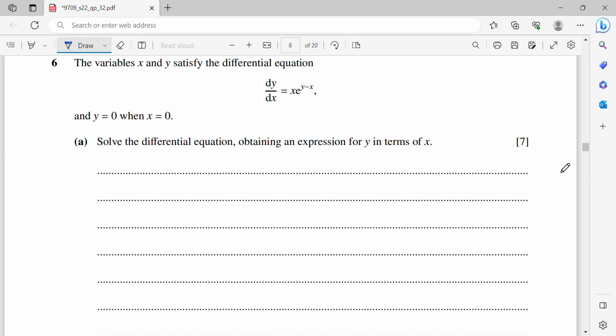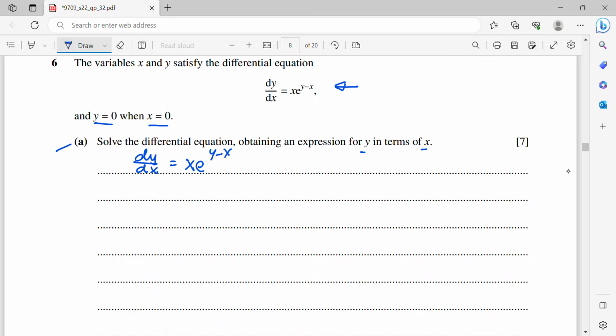Now question 6. The variables x and y satisfy the differential equation dy/dx = x e^(y - x), when x equals 0, y equals 0. Part A: solve the differential equation obtaining an expression for y in terms of x. So now dy over dx is x e to the power of y minus x.